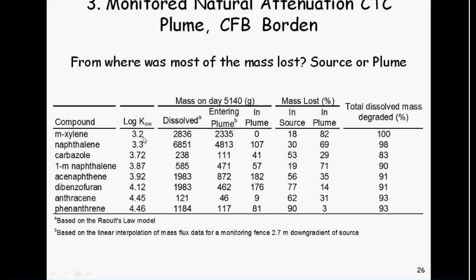So for m-xylene, the monitoring documented that amount of mass in the plume. Monitoring at the fence over the time interval from the previous said that much is entering the plume. How much did we find in the plume? None. Oh, sorry. Dissolved is how much dissolved from the source, Raoult's law. How much entered the plume was the monitoring fence. How much was in the plume was the monitoring in the plume.